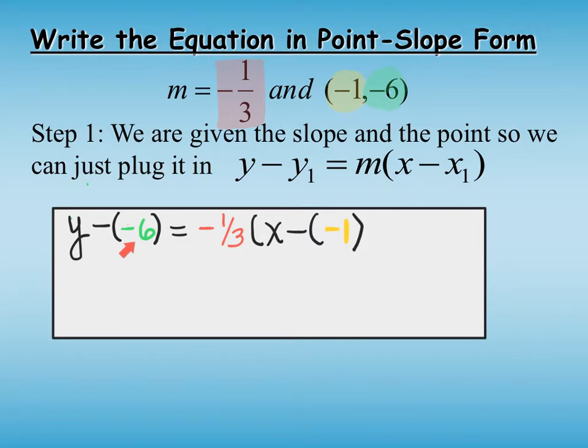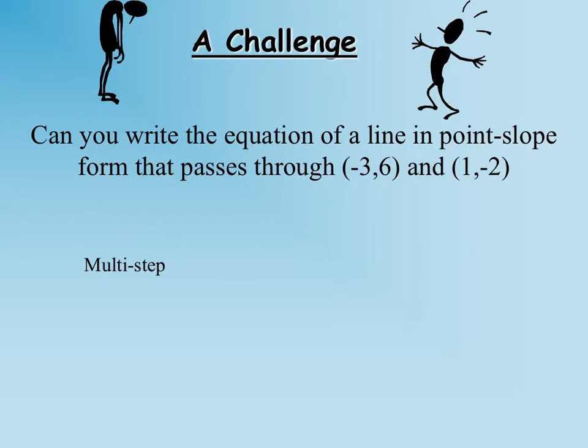Y minus in green, I have -6 because that's my y value, is equal to -1/3. I have it in red because that's my slope. Times x minus my first x value, which is -1. So here we go. One more step, simplify. Voila, this is our final answer in point slope form. We could take it a step further and put it in slope-intercept form, but today we're going to stop at point slope form. Okay, so here is our challenge question.